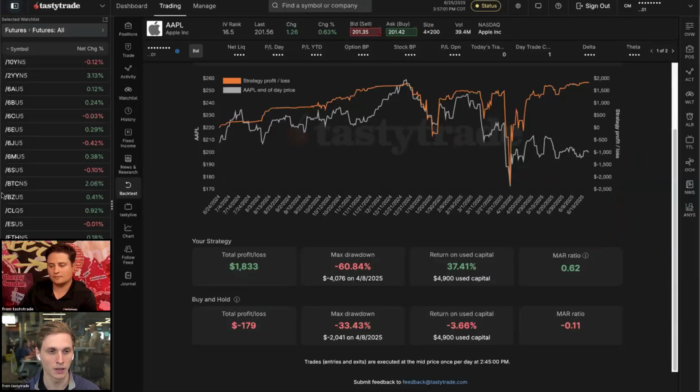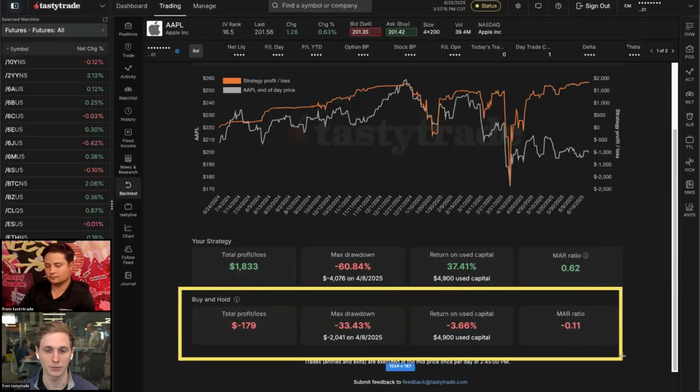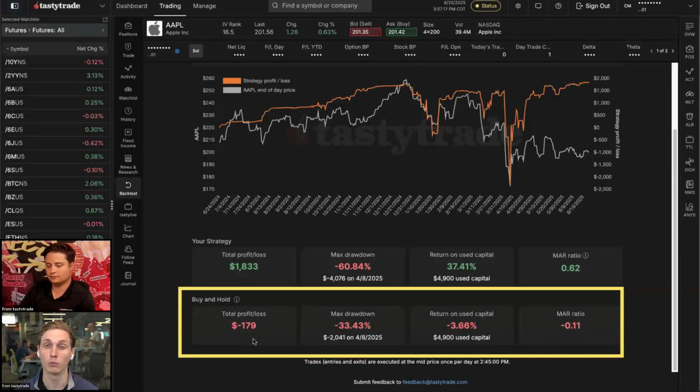But what's really nice too is that a lot of the time there's a debate: should you just buy calls, or should I hold stock? Should I sell puts or should I just buy the stock? This bottom section is going to give us a look at what if we had just put $4,900 into Apple stock. Well, in this case, if we did that from the start of the year, we would have ended up with an unrealized loss of about $179.